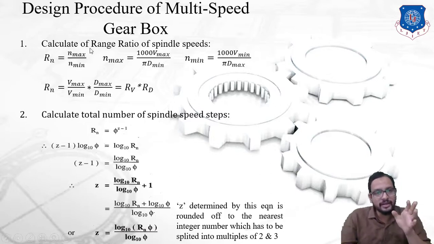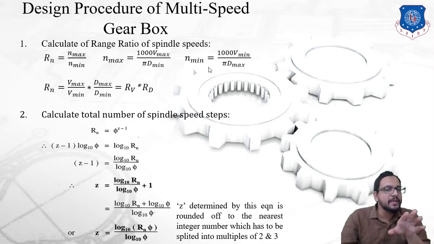In the usual case, n max and n minimum will always be given in the data, so you directly have to find Rn, that is the range ratio. Rn can be found by using this equation. Now if we substitute these values of n minimum and n maximum in this equation, we get Rn equal to V max upon V min into D max upon D min.